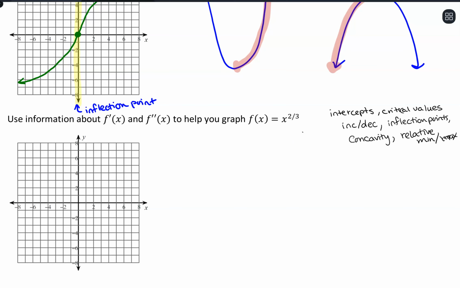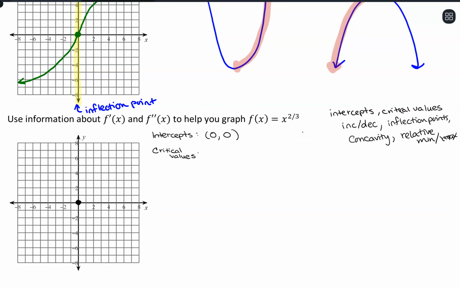Okay, intercepts is where we plug in x equals 0 and y equals 0. So to get the intercepts, if I plug in x equals 0, 0 to the 2/3 is just 0, so that would be 0, 0. And actually, that would be the y-intercept too, so that's all done. Nice and easy there. So with that, we have a coordinate to graph. We're graphing at 0, 0. Let's go ahead and look at the critical values.